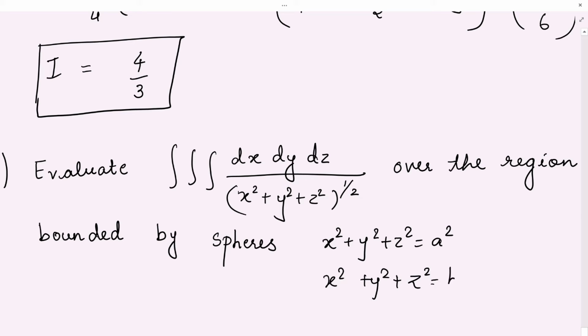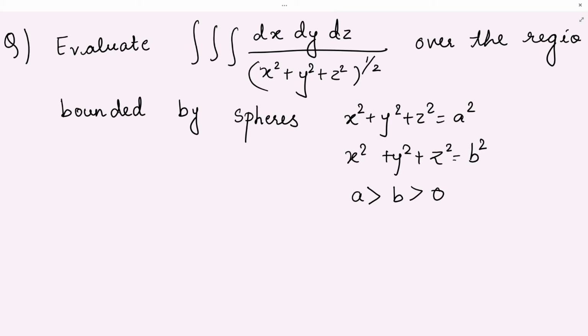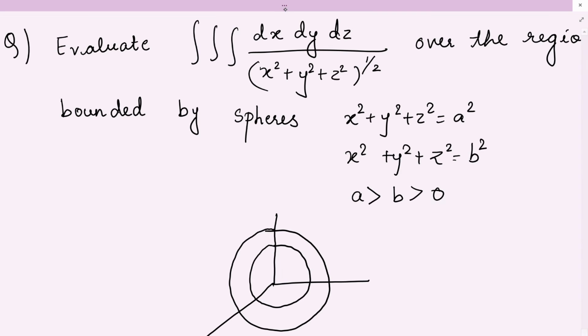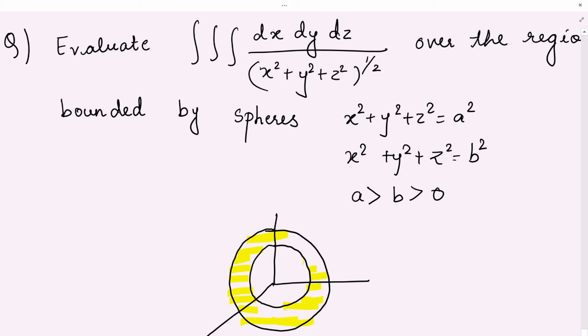So these two spheres are given. Same type of examples I had taken in 2-dimensional where there were circles. So again, by the same logic, let us draw the 3-dimensional. Even if you don't draw, that's okay. So this is a 3-dimensional sphere, and again one more 3-dimensional sphere is there, and you have to find the region bounded between these two spheres. The region will be bounded like this. It will be like a tire or something, right?